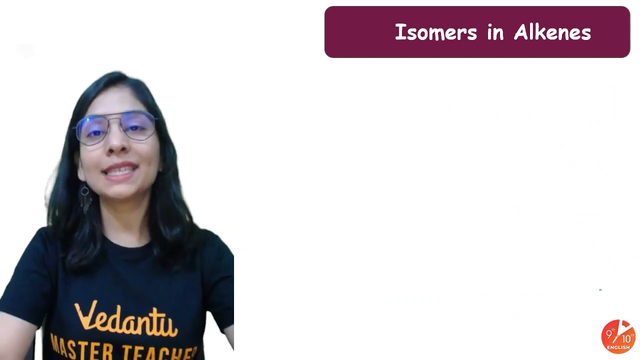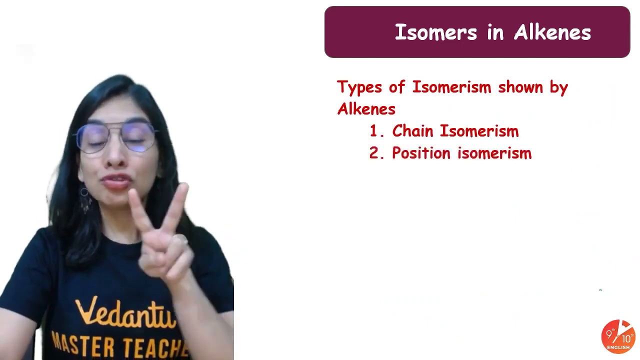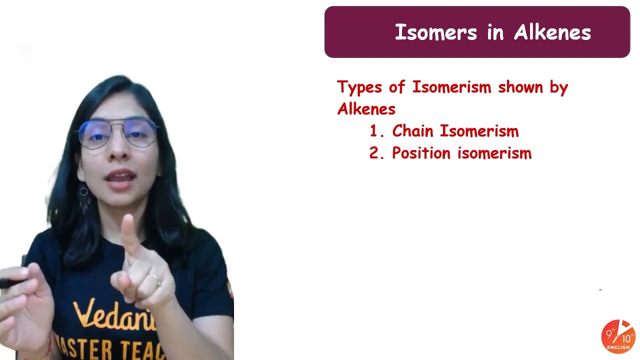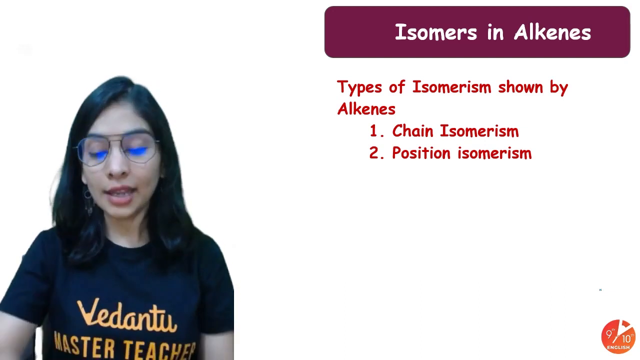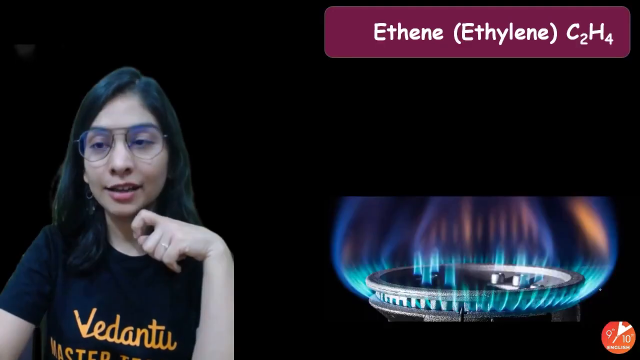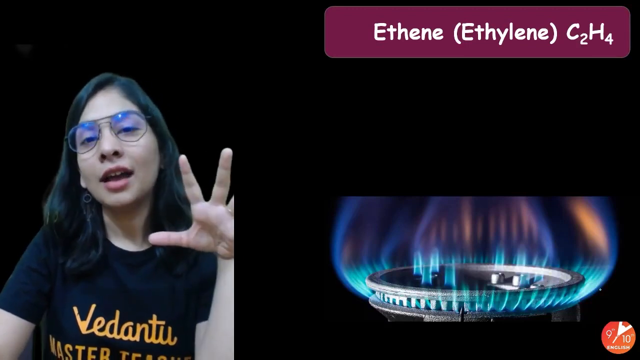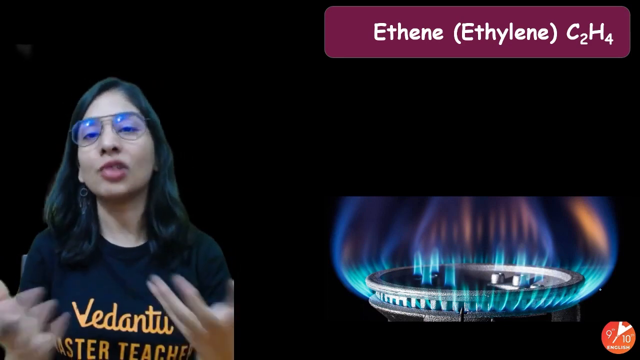So what do we see? We can have 3 isomers for the same formula, in 2 ways: chain isomerism, that means a difference in the chain, that means straight and branched chain, and position isomerism. We saw that 1-butene and 2-butene. So alkenes have isomers: same molecular formula, difference in their structure.